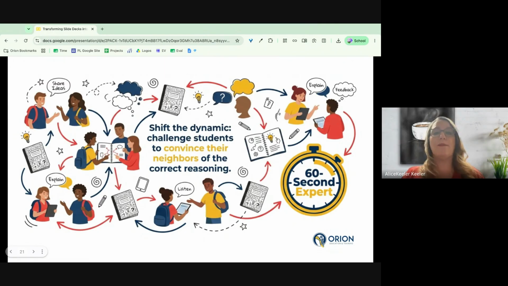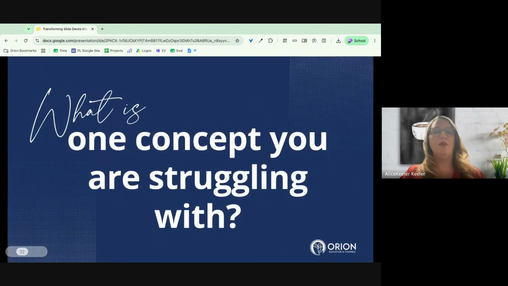So we're just going to take 1 minute where they're going to try and convince their partner, their neighbor of something. And what is one concept you are struggling with? So, and again, you might want to do that in a think, pair, share, or a way that they can share those out. So does anybody want to share what is one concept you are struggling with? You can just put it into the chat.